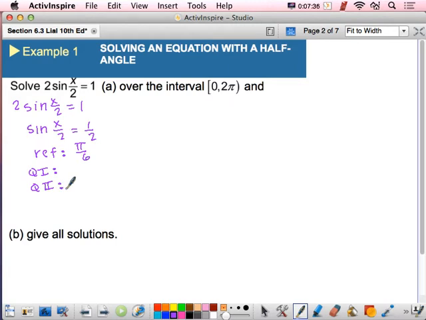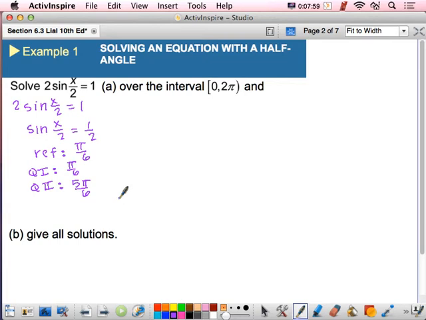So in quadrant 1, that would be just pi over 6. And in quadrant 2, that would be what? 5 pi over 6. Okay. So those are not my 2 answers. Not yet. All right. We've done the first few steps, okay? We've isolated it, we've generated off what we need. We only needed half of a revolution. But let's look at that final step.